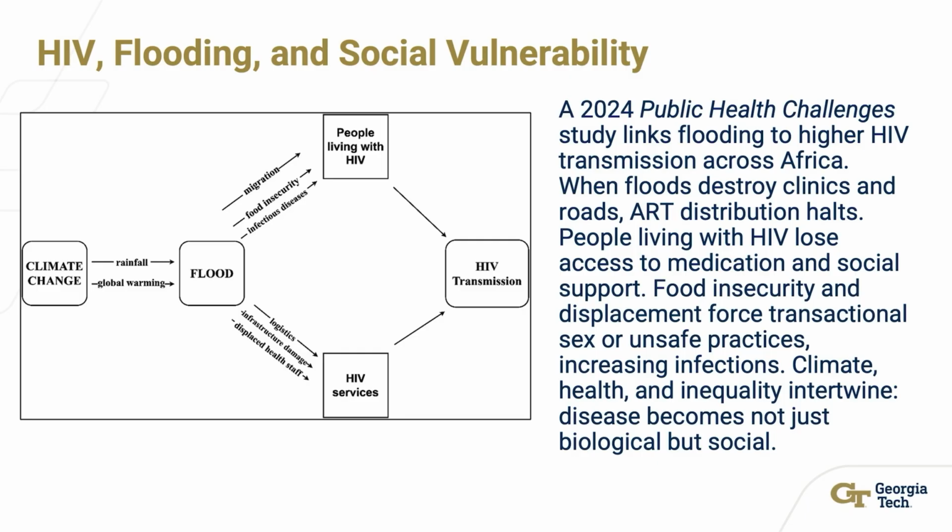But ultimately, there was a study that focused specifically on HIV and flooding in West Africa. In 2024, a Public Health Challenges study links flooding to higher HIV transmission across Africa. Floods destroy clinics and roads. ART distribution halts. People living with HIV lose access to medication and social support. Food insecurity and displacement force transactional sex or unsafe practices.